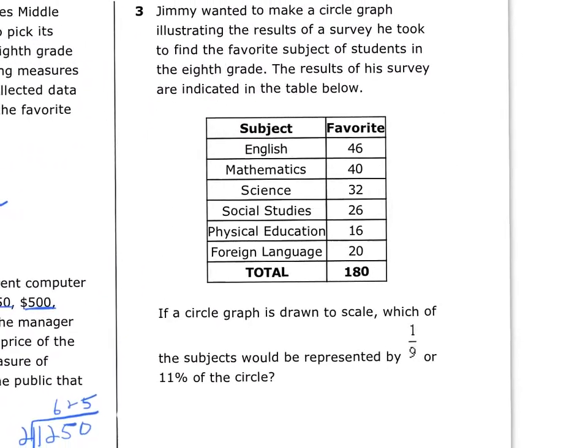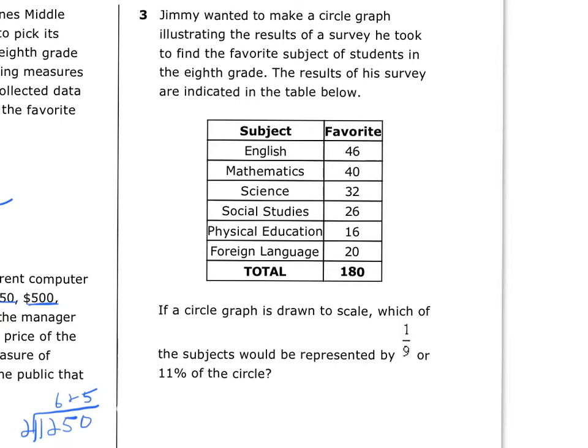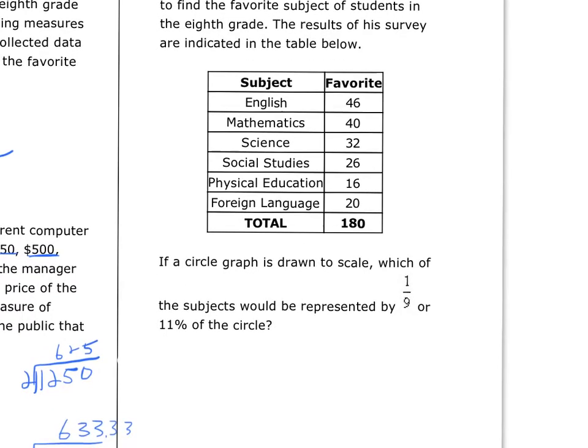Number 3. Jimmy wanted to make a circle graph illustrating the results of a survey he took to find the favorite subject of students in the 8th grade. The results of his survey are indicated in the table below. If a circle graph is drawn to scale, which of the subjects would be represented by 1/9 or 11%? Alright. All you have to do is go up here and make fractions and see which one is 1/9. Now, I'm lazy, so I'm going to do 40 first, because it ends with a 0, which means it's going to be easy. So 40 out of what? What was the total?